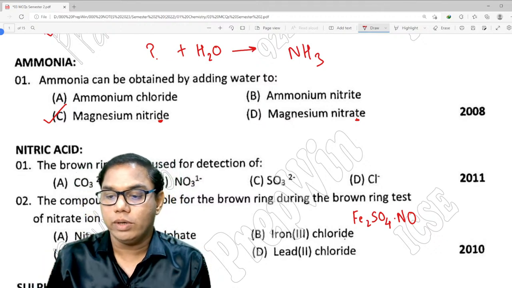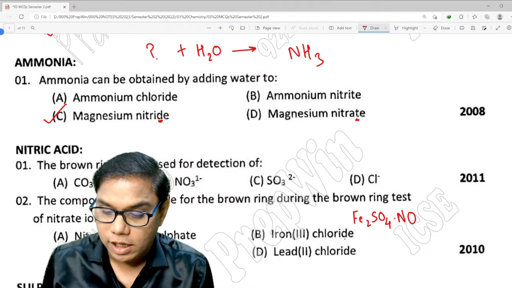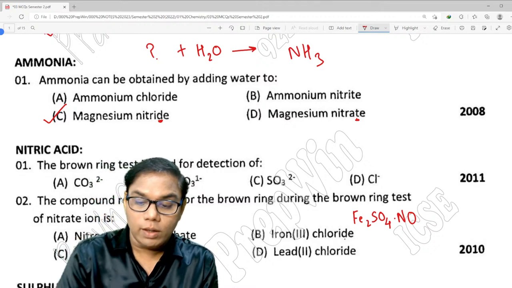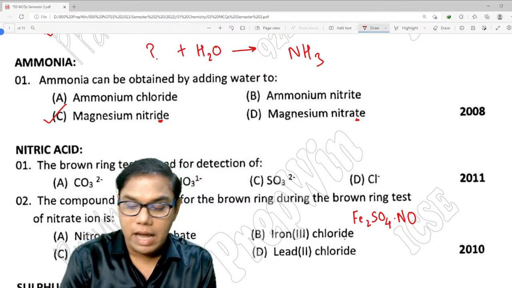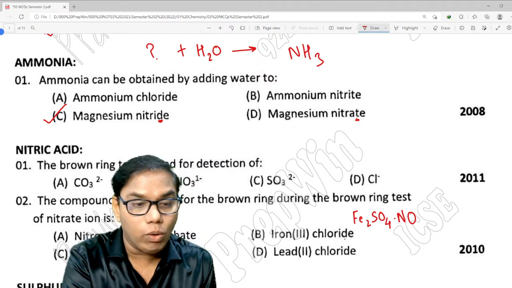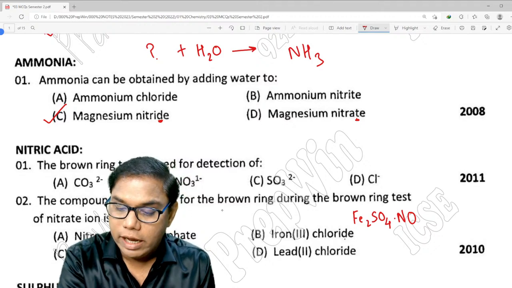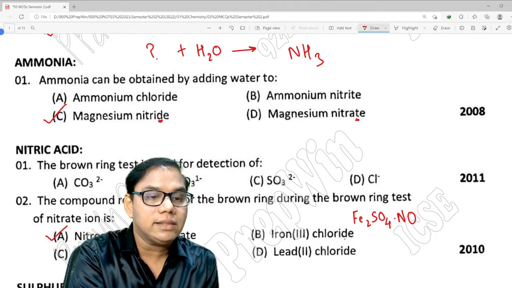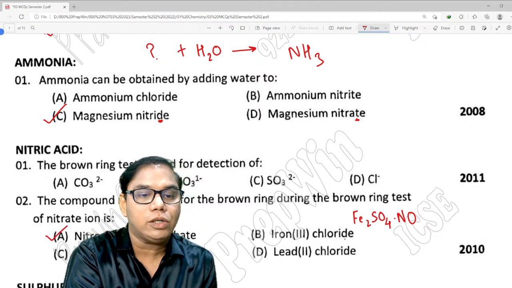I think a lot of students have left the brown ring option, so they are not able to give me the correct answer. So the correct answer over here is what? The correct answer is this nitroso iron 2 sulfate.